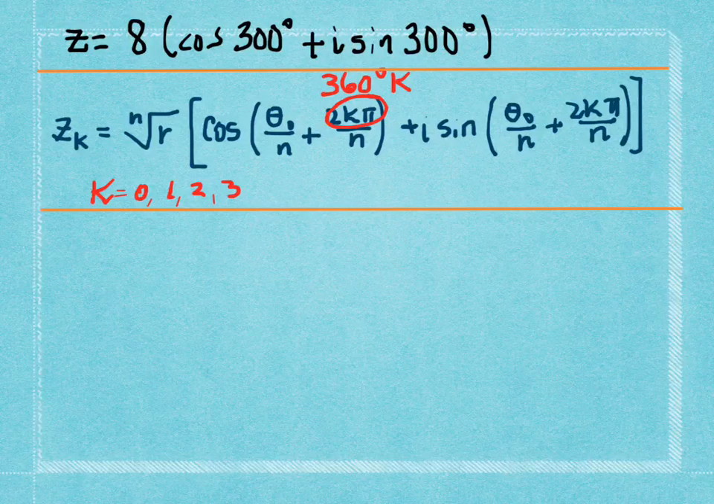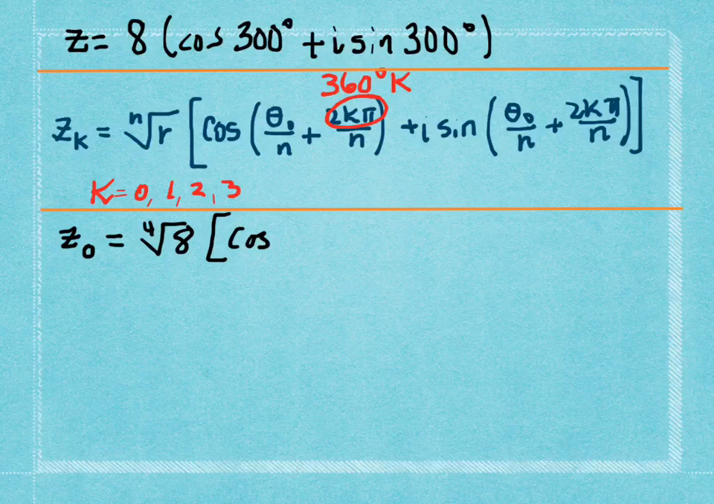All right, so we've got 4 k values that we're working with. We're going to start with z sub 0, and z sub 0 would be the fourth root of 8, and then we would have the cosine of 300 degrees divided by n, and n is, in this problem, 4, so that's going to stay stationary every time. I'm going to have 300 over 4.